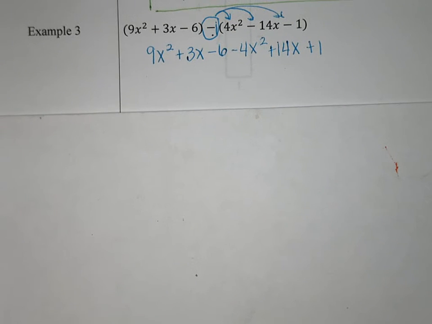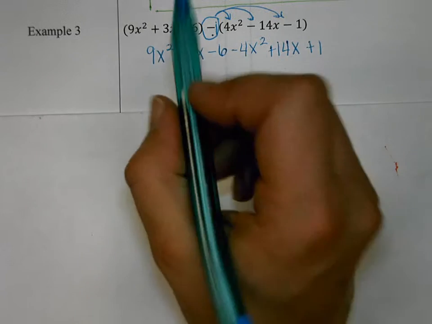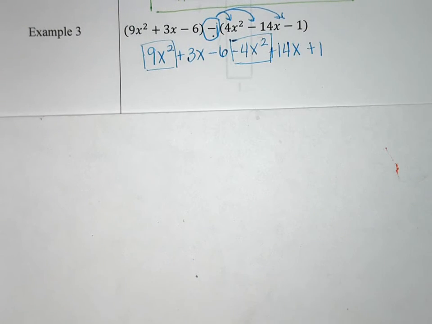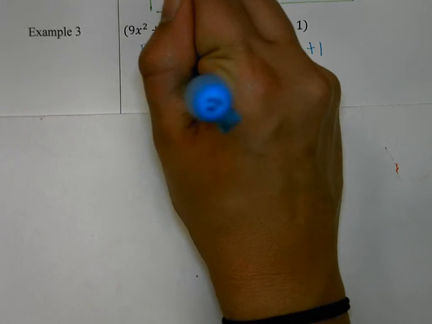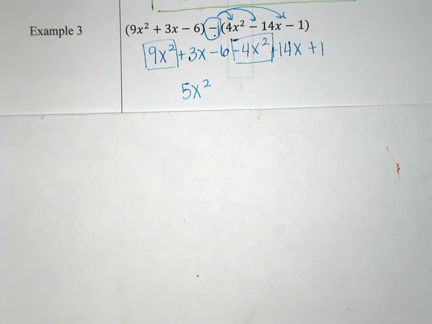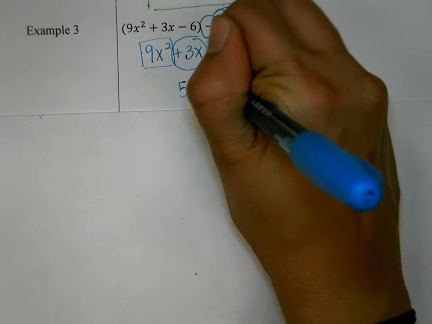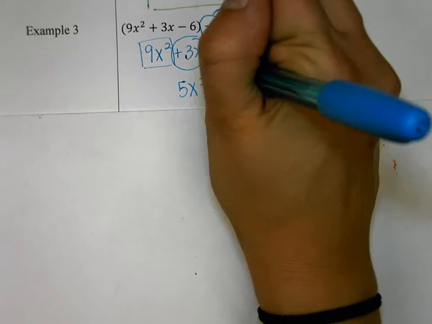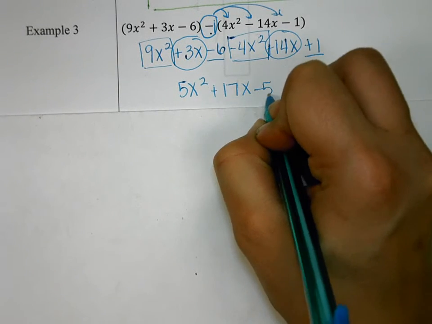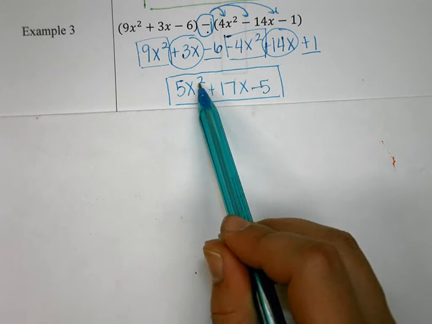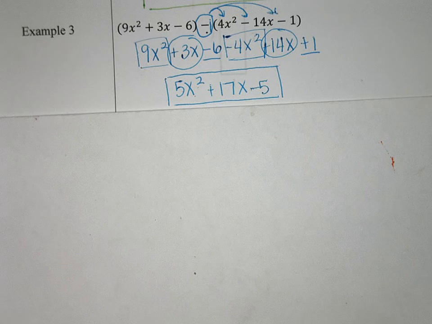Now I get to combine like terms. So I want to look at my biggest exponent first, which in this case is x squared. So I have 9x squared minus 4x squared, which gives me 5x squared. Then I have positive 3x plus 14x, so that is positive 17x. And then negative 6 plus 1, which is minus 5. So my answer when I subtract is 5x squared plus 17x minus 5. And you are correct. That is the same as example 1, but this time we are subtracting them.